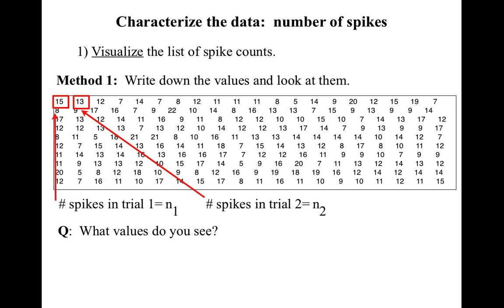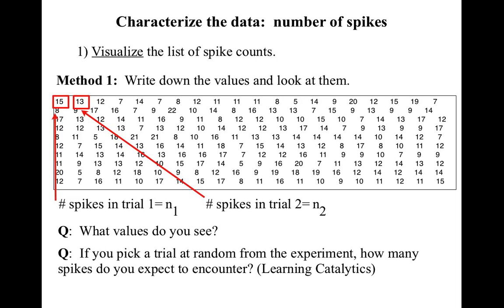And we can ask questions about this list, like what types of values do you see? If I stare at this list, I see values maybe around 10, 14, 11. Seems like there are a lot of those values. Every once in a while, larger values like 22. And maybe the smallest value I see, just staring at it briefly, is 5 here. So we get a sense for the range of values, the number of spikes that occur across trials. And we can ask another question, like if you were to pick a trial at random from the experiment, how many spikes do you expect to encounter? If you're interested, I'll set up learning catalytics so you can go and answer this question. If you were to pick a trial at random, how many spikes would you expect to see? There's a question we can consider.